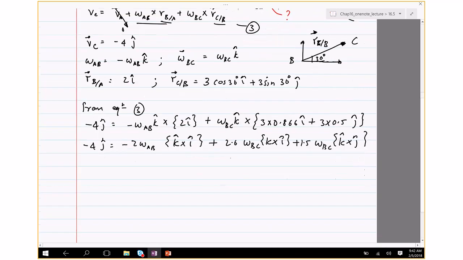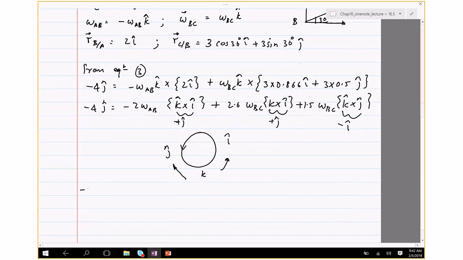Okay, so I can now use this trick. I j k. So k cross I, to go from k to I go counterclockwise, so that should be positive j. K cross I is positive j, and k cross j, to go from k to j, I need to go clockwise, so it's going to be negative I. So given that, I can write this equation as negative 4j equals minus 2 omega AB j plus 2.6 omega BC j minus 1.5 omega BC I.